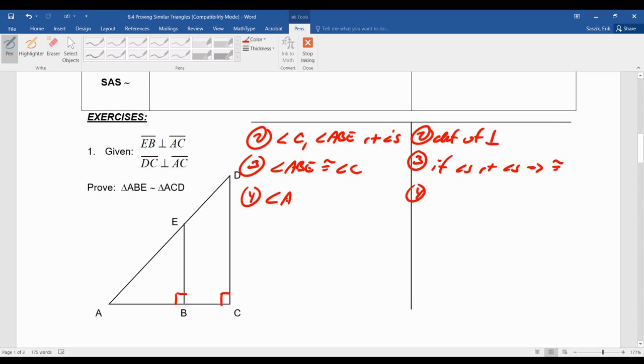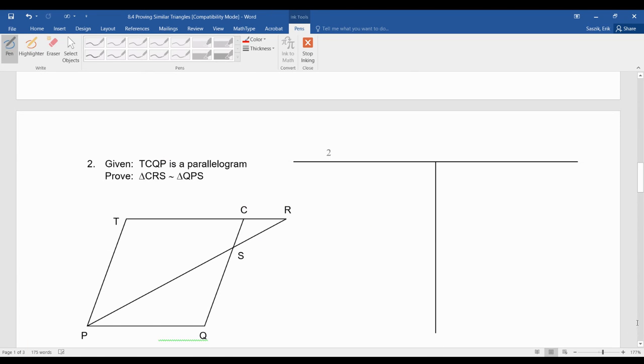We have reflexive angle A, right? This problem's obviously simple. It's very introductory. There's only 2 triangles in the whole figure, and they're telling you what to prove. Sometimes when you have multiple triangles in a figure, it might not always be so easy to prove what is similar to what. Okay.